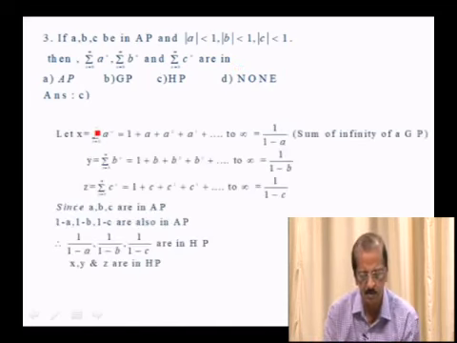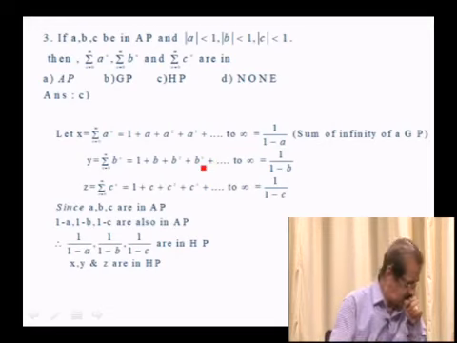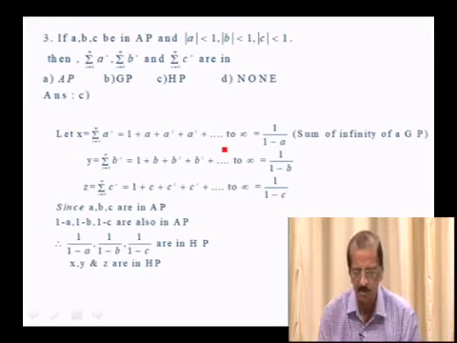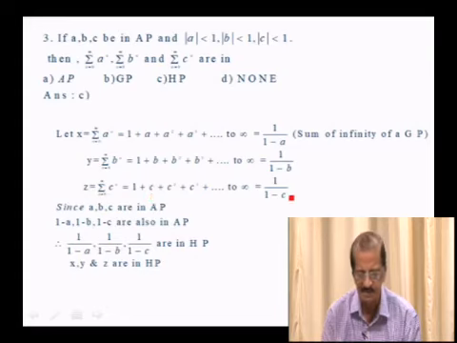Sigma n equals 0 to infinity A to the power of n, I can call it x. It is an infinite GP with common ratio A, therefore it is 1 over 1 minus A. Similarly, y is 1 over 1 minus B, and z is 1 over 1 minus C.